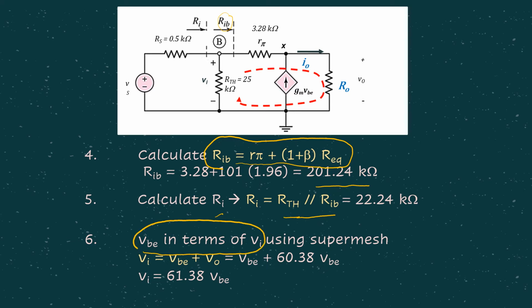Okay, so using what? Using super mesh. If you see from the super mesh here, we are having VI, then we are having VBE across the R pi here, and we are having V0 across the REQ here that we already found. So if we do a KVL over the current source here, we can say negative VI plus VBE plus V0 equals 0. So from here we can get VI equals VBE plus V0.